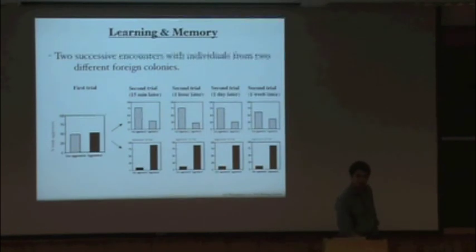How long does an ant live? An Argentine ant worker, I think the maximum we've seen them live in the lab is probably about 8 months. In the field, it's probably a lot less, a lot shorter. Queens live about a year.